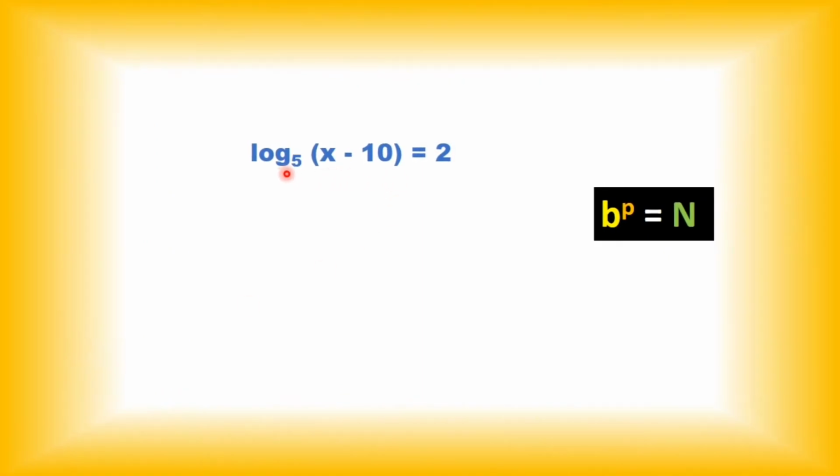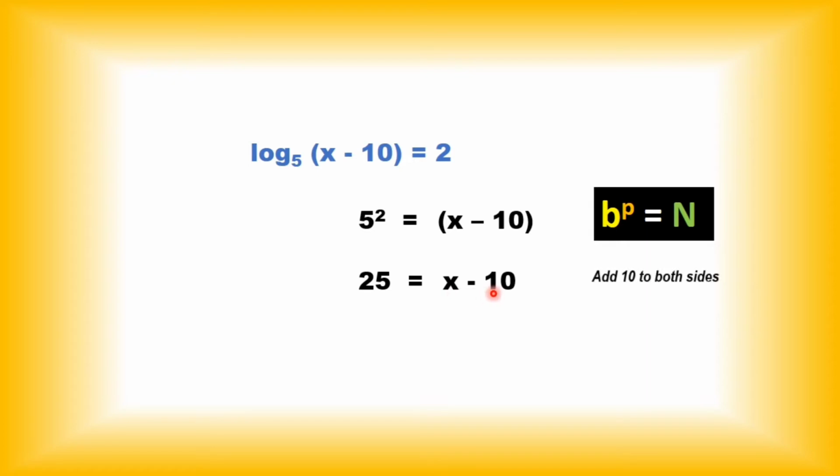Log base 5 of the quantity x minus 10 is equal to 2. Change it to exponential form, so we have 5 to the power of 2 is equal to the quantity x minus 10. So we have here the equation. We can now solve for the value of x. So 5 squared is 25. We write x minus 10. Then add 10 to both sides of the equation. So we have the value of x is equal to 35.